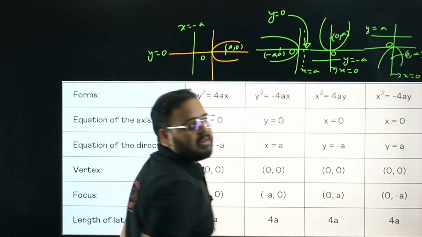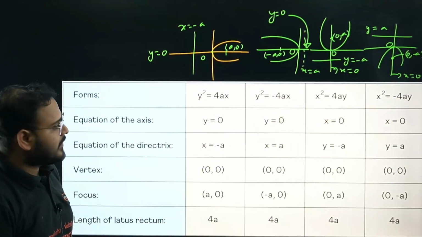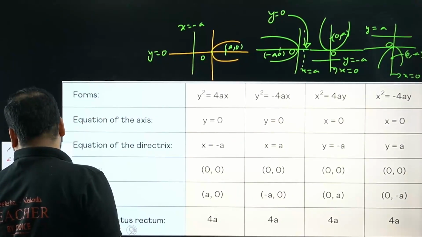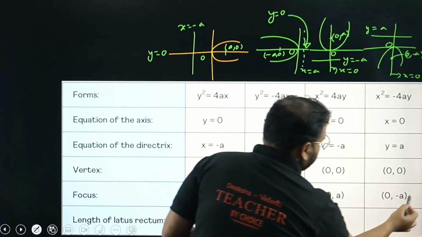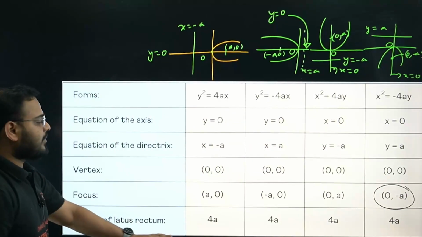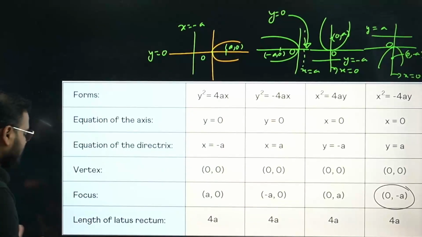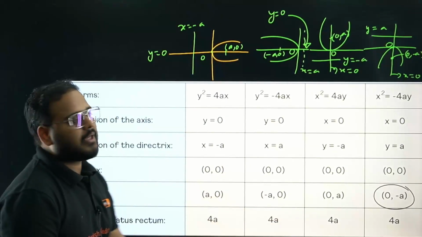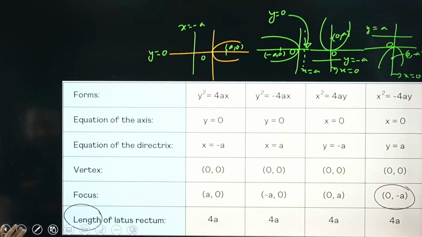0 comma minus a. I hope this is all clear to you, right? Okay. The last one is not clear, but I hope you get it. You can see from here also. Please check. This is clear. Same thing. What is there now? This will remain the same, because it's a length, right? All is positive. So hence 4a, 4a, 4a, 4a. Okay. Let's move on now.